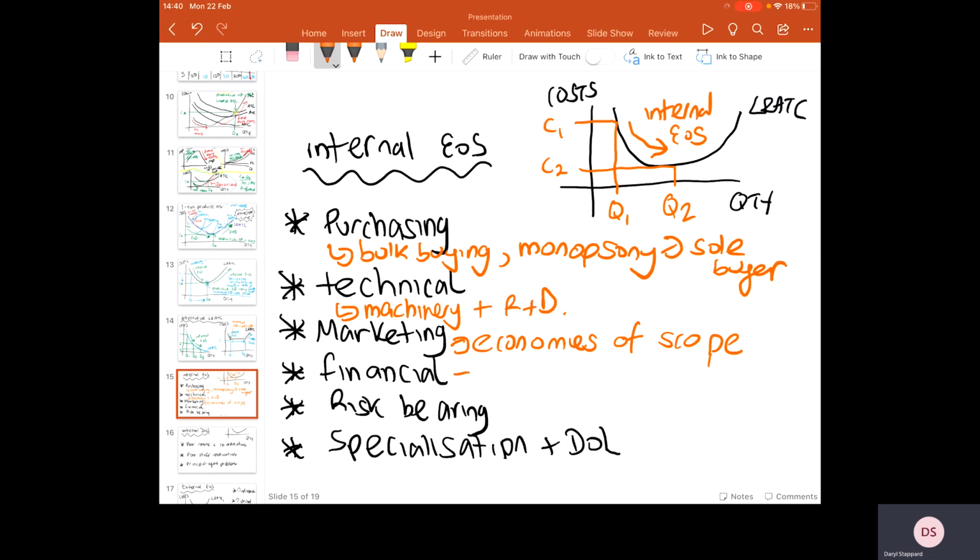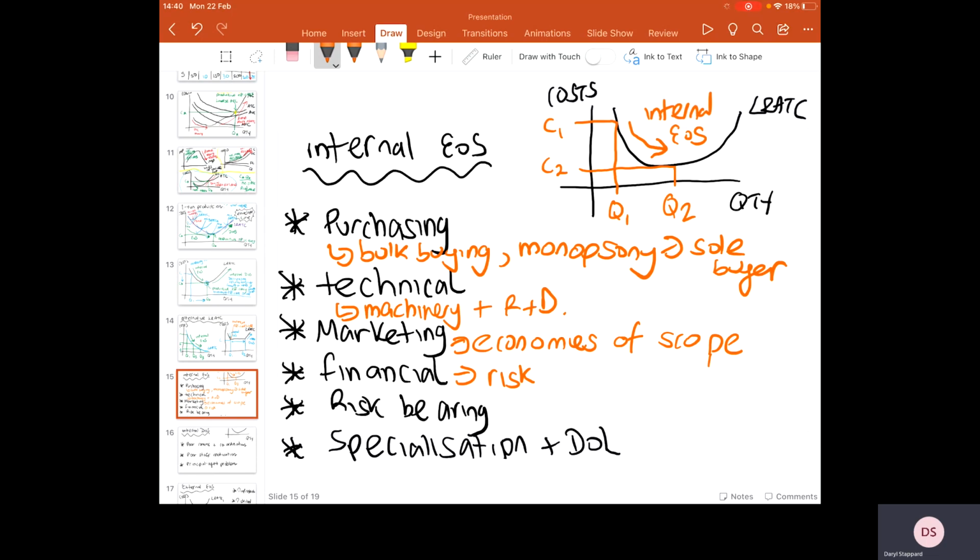Now, financial. I'm thinking here about borrowing money. You tend to find that bigger businesses can borrow money from banks at lower interest rates than smaller firms can. And that is because they are deemed to be less risky. So the idea is bigger firms can borrow at cheaper interest rates than smaller businesses can. So because of that, they've got these reduced borrowing costs, and therefore again, it's going to create another internal economy of scale.